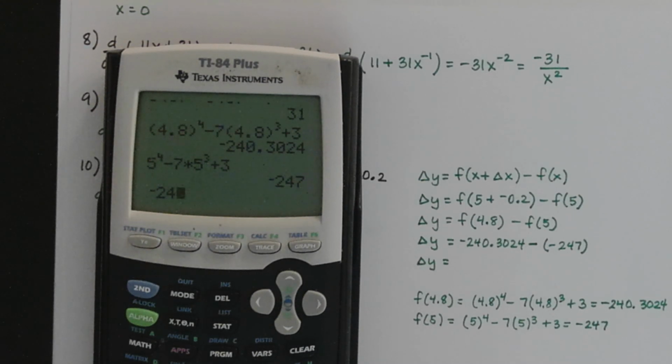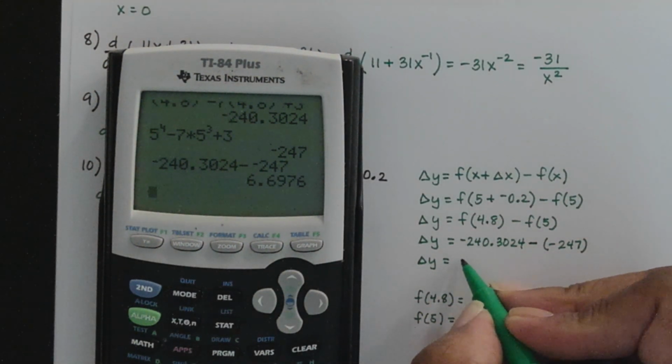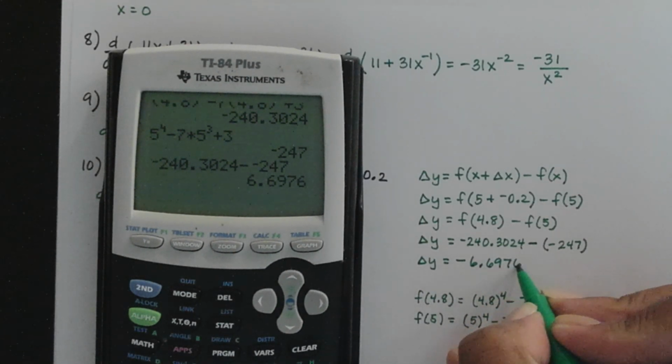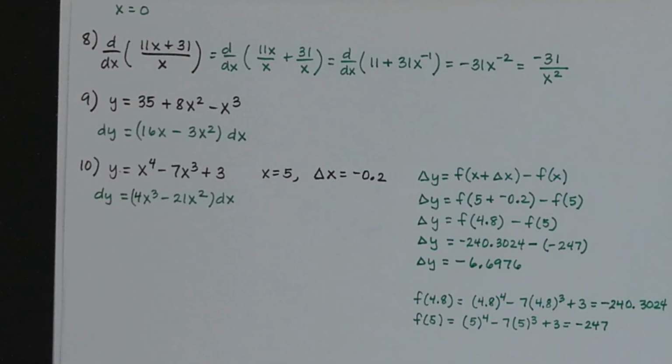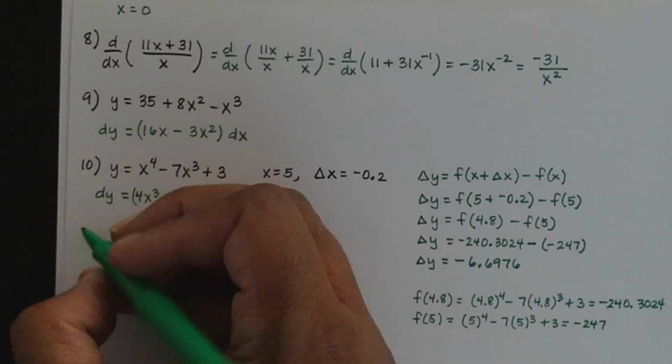So negative 240.3024 minus negative 247. So delta y would be a negative 6.6976. Okay. So that's negative 6.6976 for delta y. And they also want dy as well.